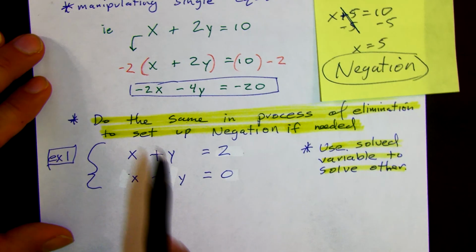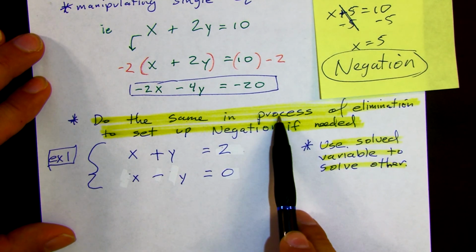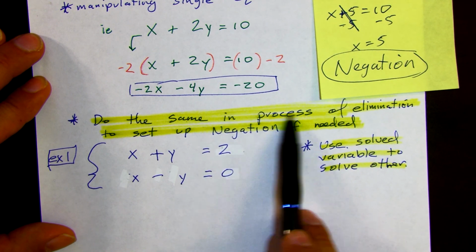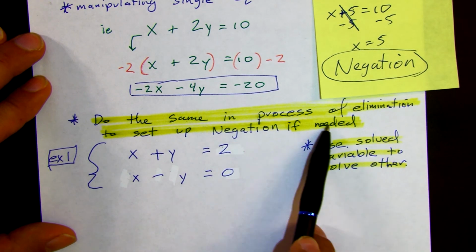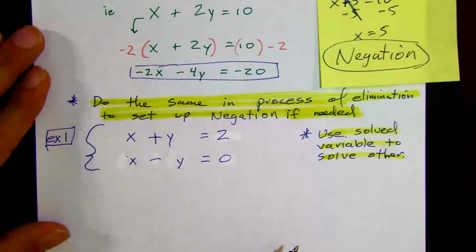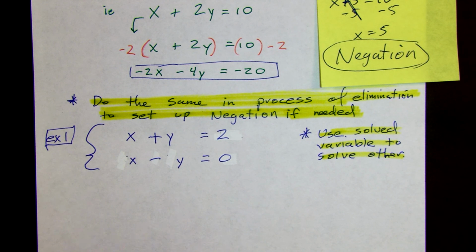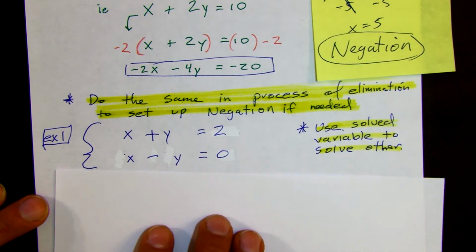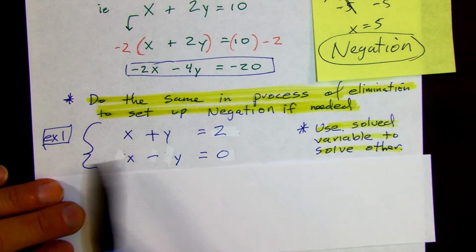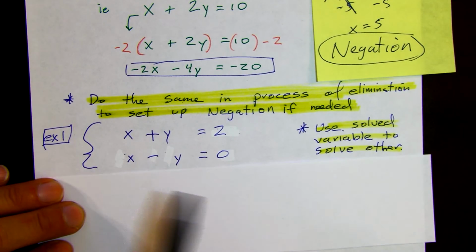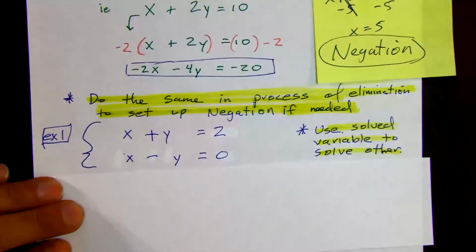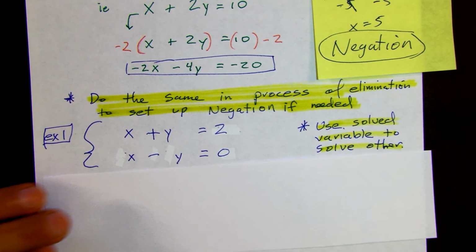We're doing the same process of elimination to set up negation if needed. Okay. So if needed, right? Let's look at this first situation. Because what's going to happen here is I have a system here, and we have too many variables to deal with. So elimination allows us to get rid of one of our variables. Now watch.